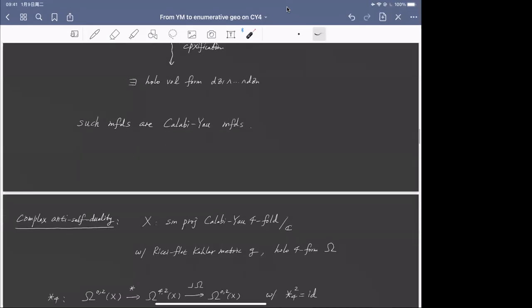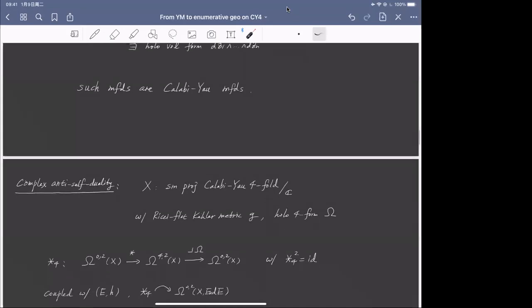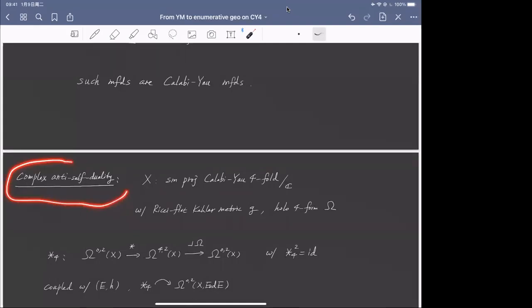Okay, so let me come to the complexification of this in 4 dimensions first. I just put here complex anti-self-duality. So now we start with X, a smooth projective Calabi-Yau fourfold. I always work with the field of complex numbers C. Smooth is just smooth in whatever sense you have in mind. Projective, if you don't study algebraic geometry, you can ignore. It just says that this is a smooth, compact Calabi-Yau fourfold.